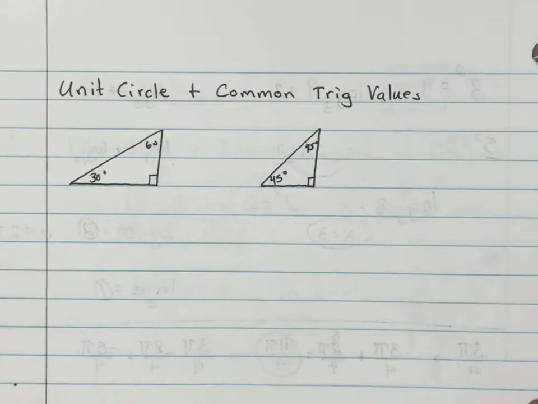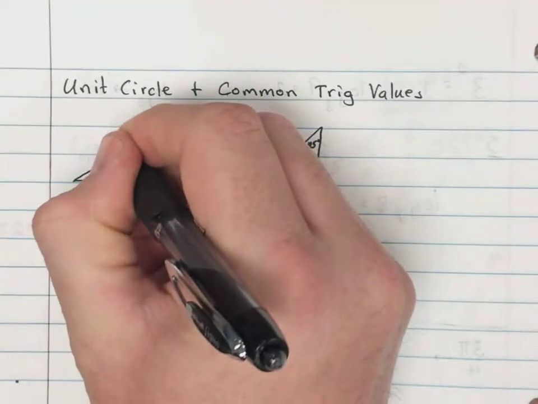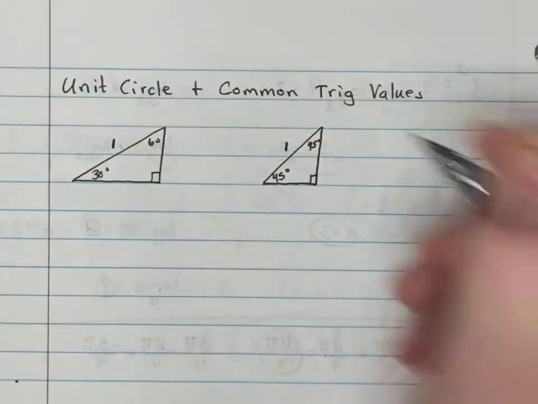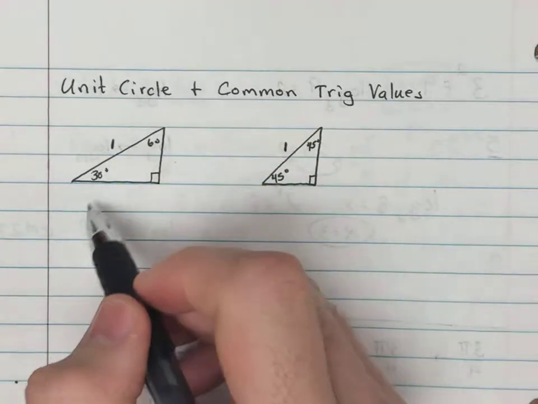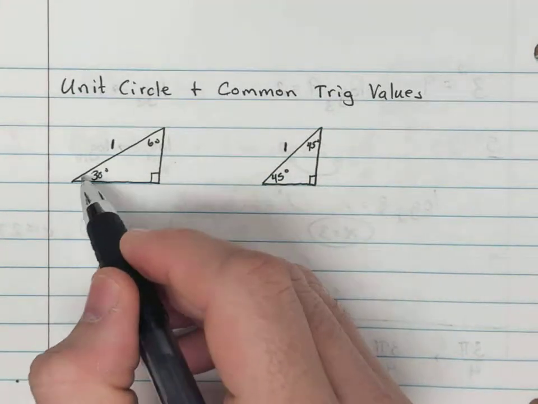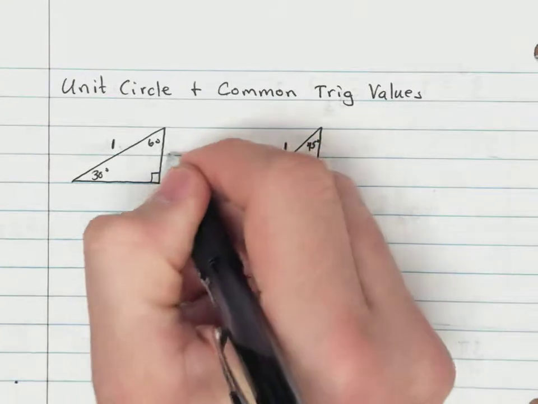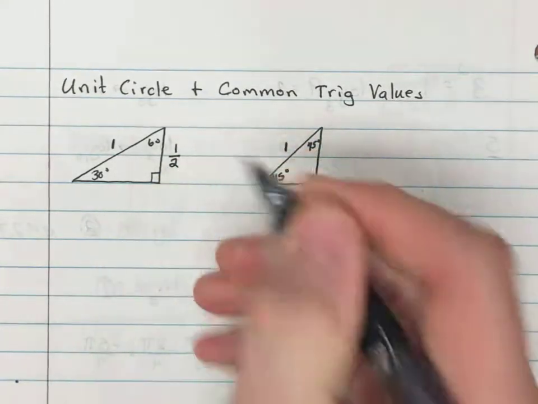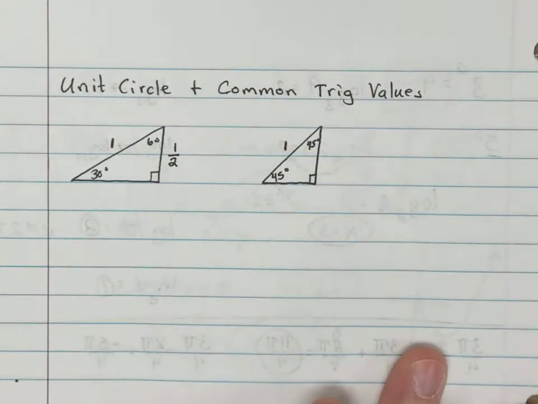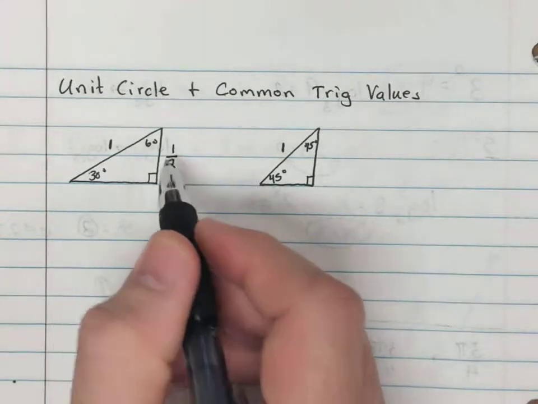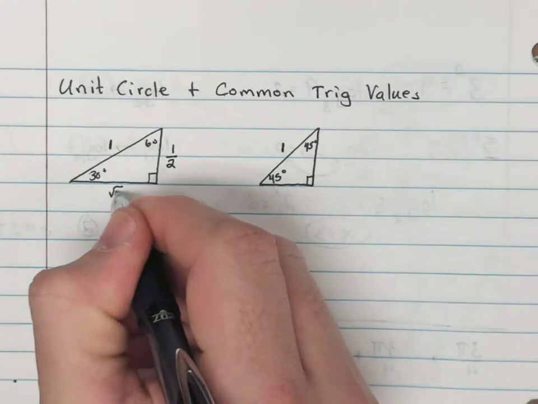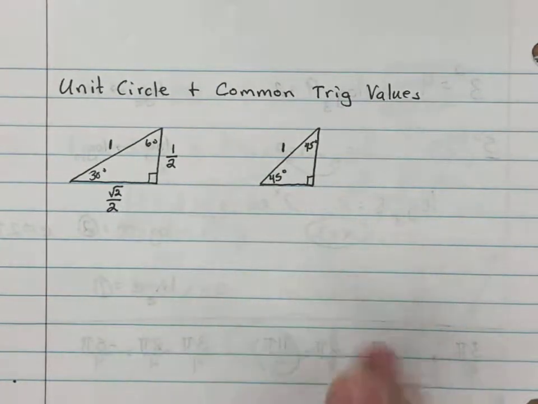Okay, what I want to do before we begin is I want to say, what if our hypotenuse is 1 on both of these? Let's talk about what the other sides would be. If the hypotenuse is 1, we know that the shorter side is always half of the hypotenuse. And in order to obtain the longer side, we would have to take that short side and multiply it by the square root of 2. So you'd get root 2 over 2.